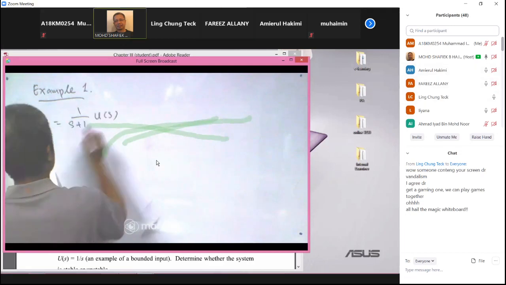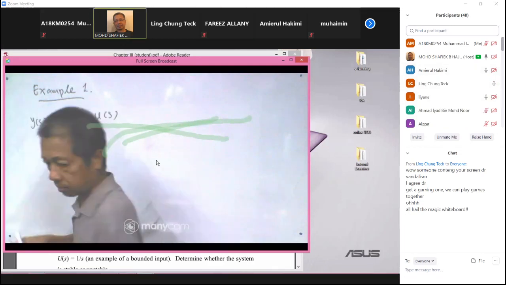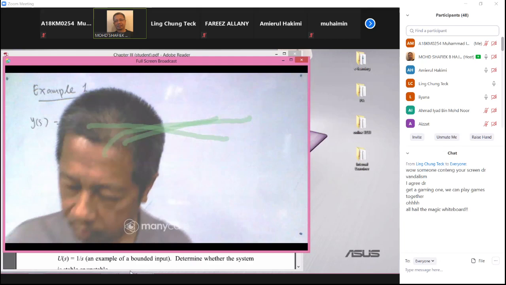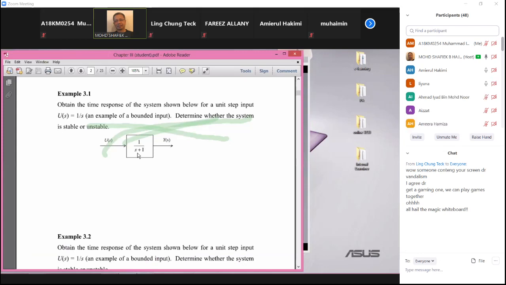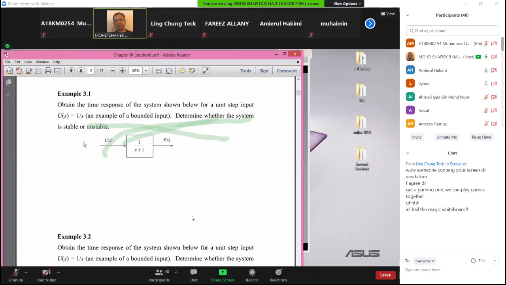Alright, so that's example one. We have example one. So the system is 1 divided by s plus 1. So the output is U of s multiplied by that. But since we have this unit step input, in Laplace transformation format, it is just 1 over s.